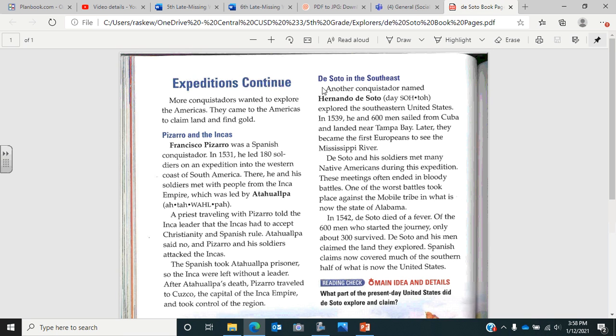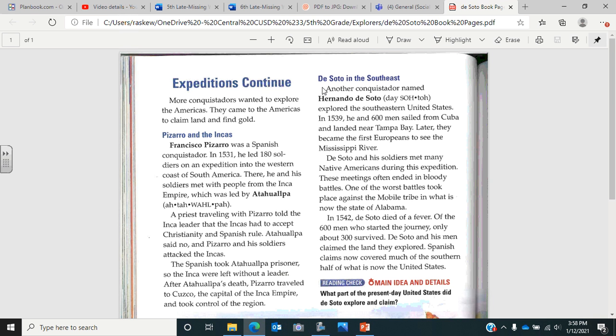So another conquistador named Hernando de Soto explored the southeastern United States. In 1539, he and 600 men sailed from Cuba and landed near Tampa Bay, which is in Florida. Later, they became the first Europeans to see the Mississippi River. De Soto and his soldiers met many Native Americans during this expedition. Those meetings often ended in bloody battles. One of the worst battles took place against the Mobile tribe in what is now the state of Alabama.